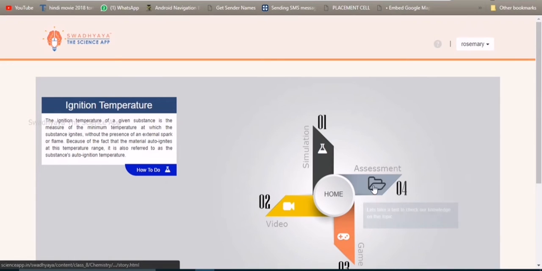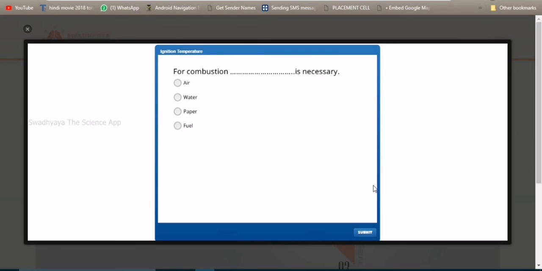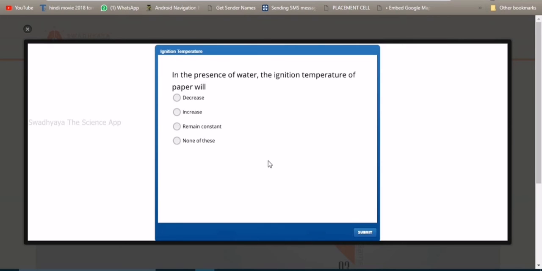The assessment. Here again we have some questions to answer. Let's go to the first one. For combustion, dash is necessary. Air. Yes, that is right. You select the correct answer. Let's go to the next question. In the presence of water, the ignition temperature of paper will increase.